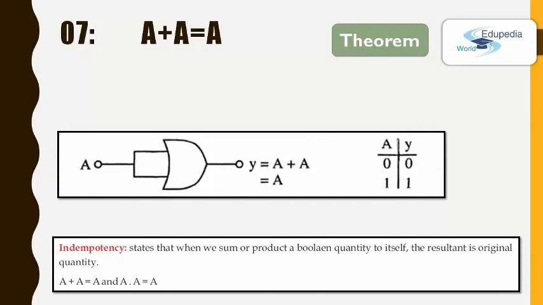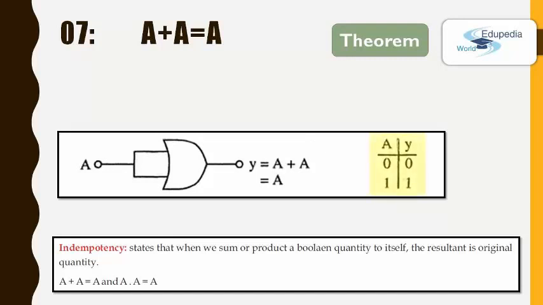The 7th law, A plus A equals A. We call this idempotency law. It states that when we sum a Boolean quantity to itself, the resultant is the original quantity. Take a look at the truth table. 0 plus 0 is 0, 1 plus 1 is 1. So the output is the same as the input.